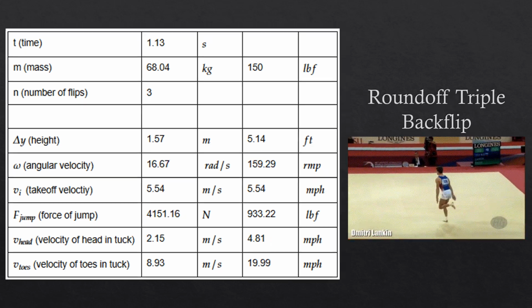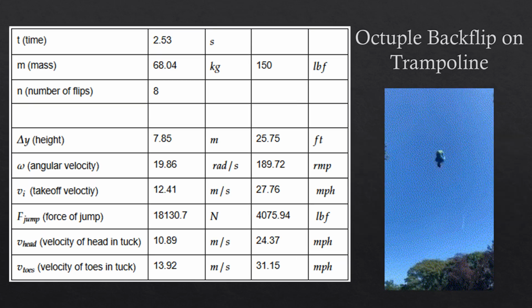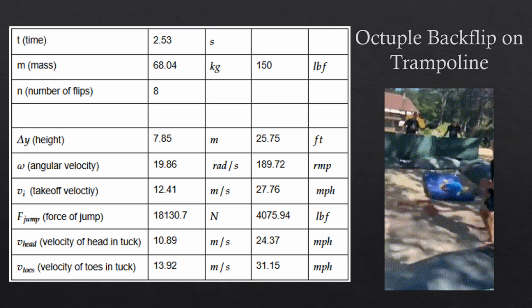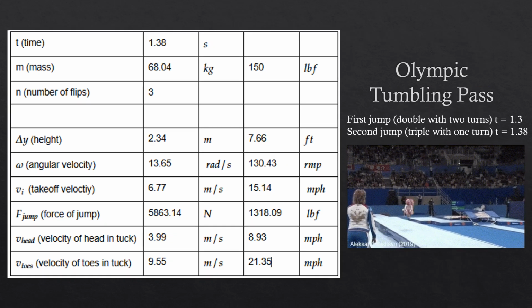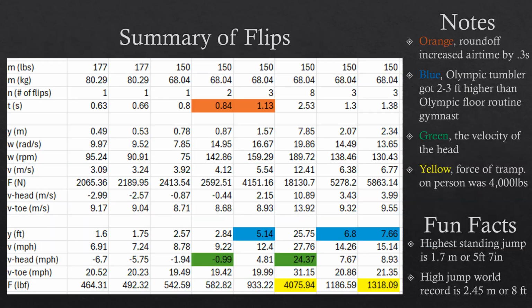In a round-off triple backflip, this gymnast got an incredible 1.13 seconds of airtime. Going almost 26 feet up in the air, this person was flipping a little more than 3 flips per second. In our last flip, this gymnast was airborne for 1.38 seconds, reaching an astonishing 7 feet 8 inches off the ground. Here's a summary of all the flips, and that's all I have time for, everyone.